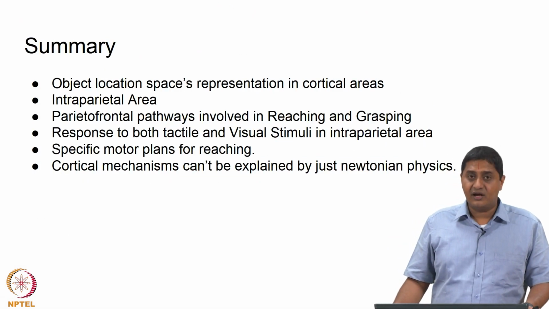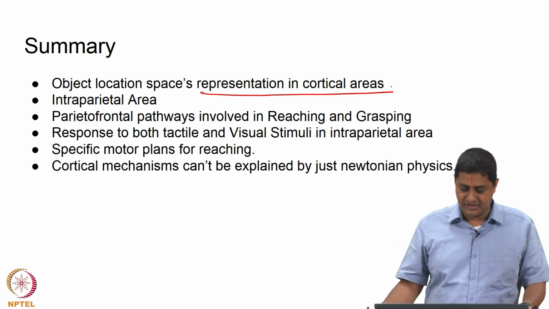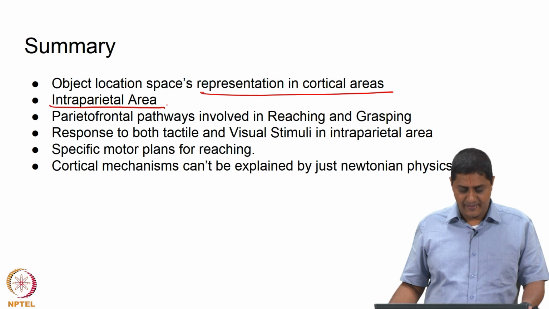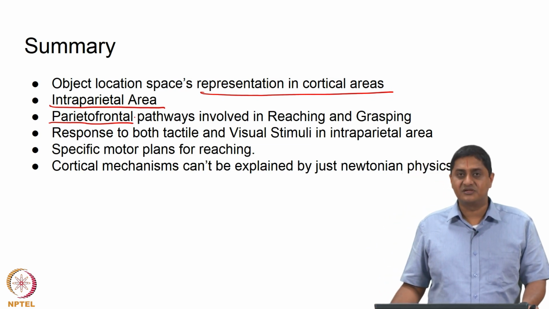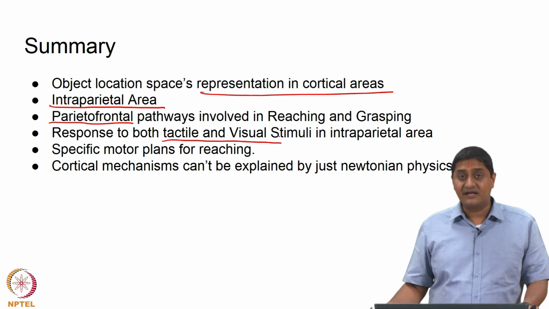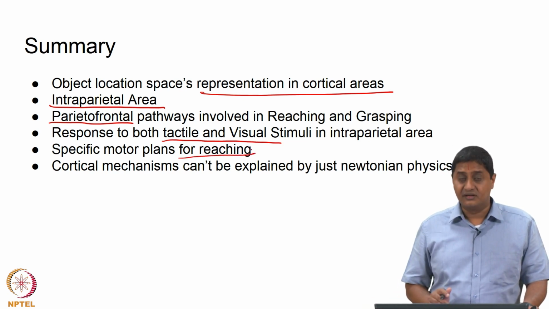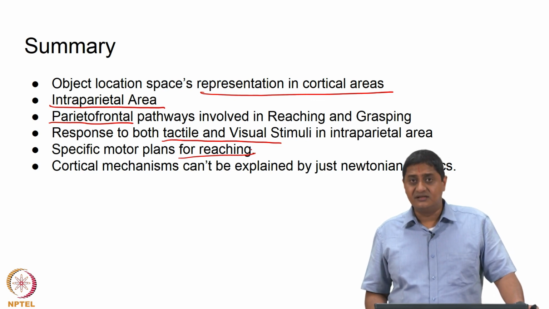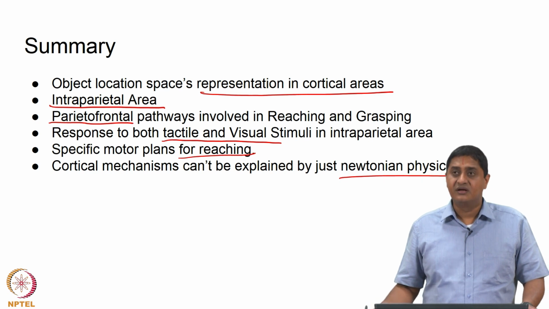So, in summary, the object's location is represented in cortical areas in multiple independent regions, right, and the crucial role of the intraparietal area, actually we mentioned two of these, the VIP and the AIP area, and the specific parietofrontal pathways that are involved in reaching and grasping, and we also said there are special neurons in area F1 that are dedicated to hand to mouth movements, and there are sets of neurons that independently encode tactile and visual stimuli in the intraparietal areas, and the direction of gaze, for example, the parietal region encodes plans in a direction of gaze based coordinate system, right, and cortical mechanisms cannot be explained by using Newtonian physics.